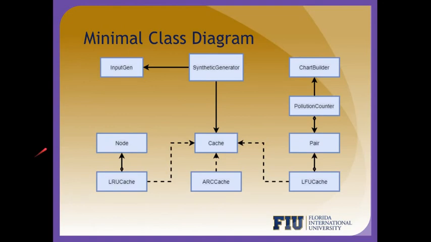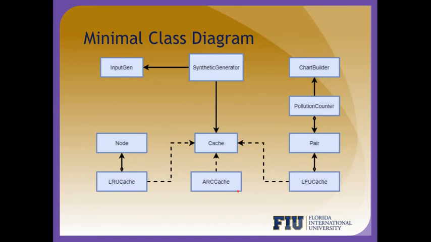This is the minimal class diagram. As you can see, I use an interface called cache, which helped me reuse the code for the 3 types of cache that I implemented: LRU cache, ARC cache, and LFU cache. The 3 of them have different implementations, but a similar behavior. So they have similar methods like getting a request, handling the request, either a hit or a miss, printing the cache pages, and in case of ARC cache, also seeing the history.